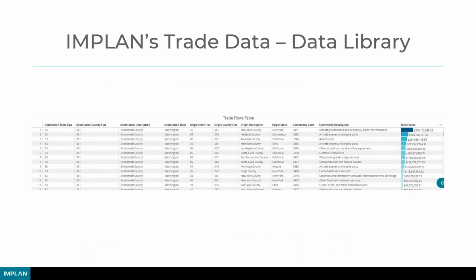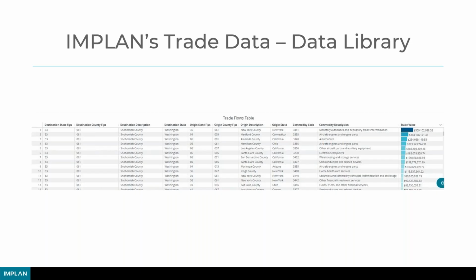Well, we're looking at commodities from banks, but also aircraft engines from Hartford, Connecticut, automobiles from Alameda, California, electronic computer parts from Santa Clara County, California, and so on. So semiconductors from Washington County, Oregon, and Santa Clara County. So a wide range of inputs to that industry. It gives an insight not just to the volume of trade, but where it's coming from.